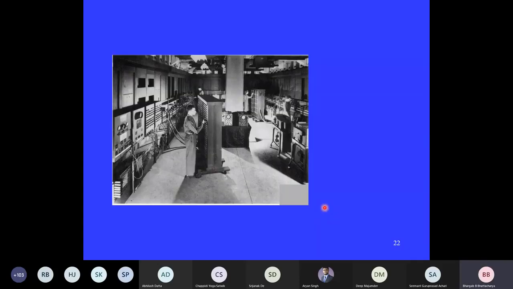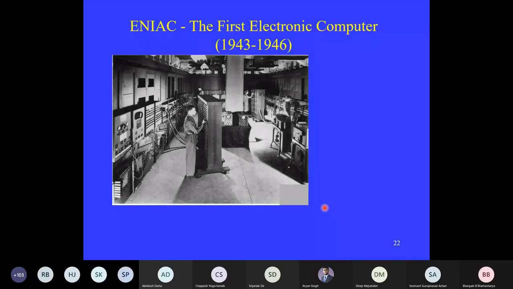Okay, so let us move ahead, and this is a very famous picture. I'm sure some of you have already seen it. This is the world's first electronic computer. Previously in the computer there were mechanical parts, moving gears and so on. So this is the first electronic computer, that means fully solid state, that means no moving parts. Okay, but it was built with vacuum tubes and so on, because at that time transistors were not there.